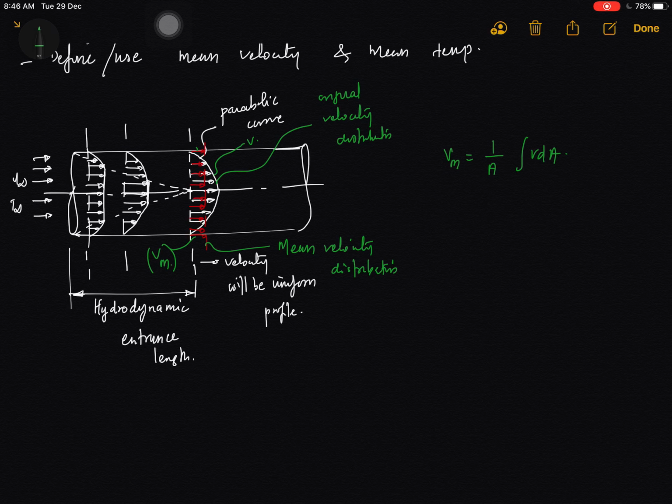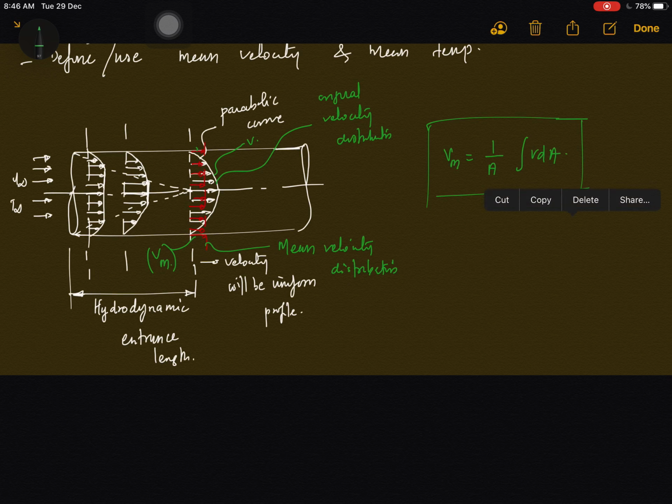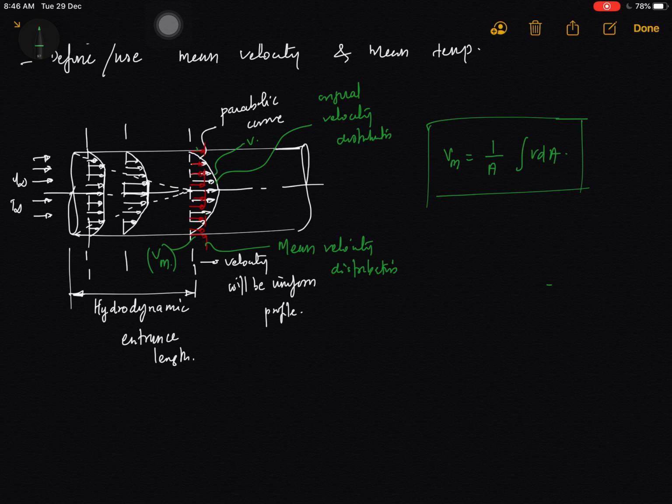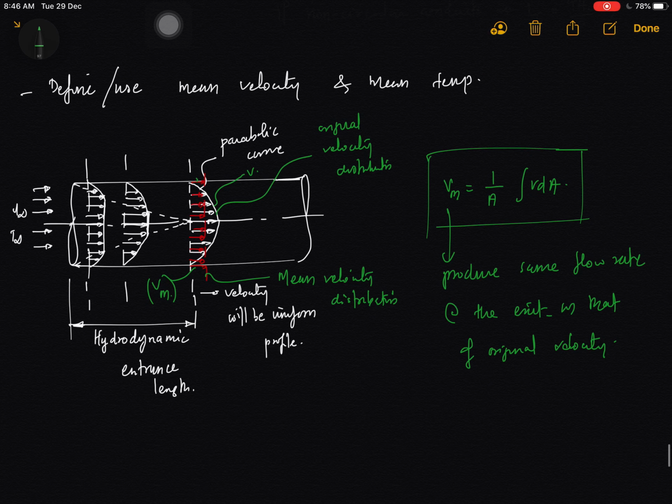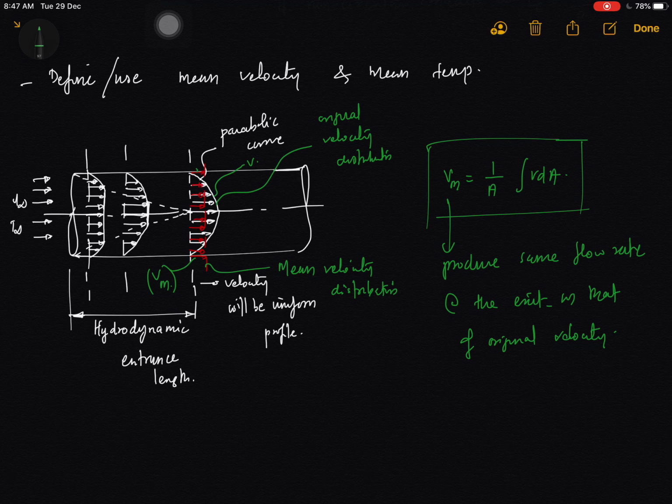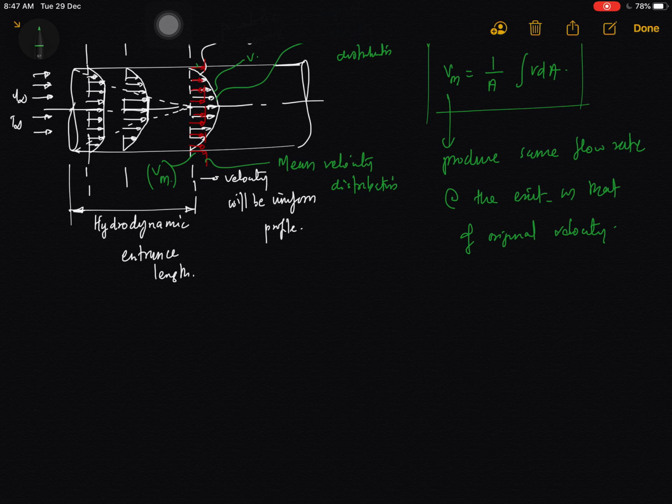by the equation Vm = 1/A integral v dA, and this Vm is the mean velocity that we define, which will produce the same flow rate at the exit as that of the original velocity. Okay, so that particular velocity is called the mean velocity, and this is all about the hydrodynamic boundary layer and flow in a pipe, or the velocity distribution and the mean velocity in internal flow.